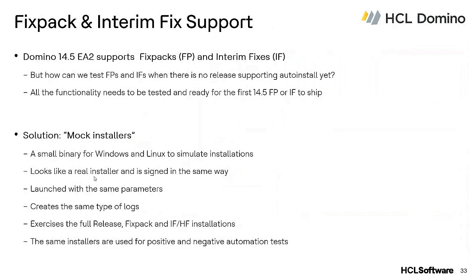Okay, one next part that we also introduced in Early Access 2, it wasn't available in Early Access 1, is the installation of fix packs and interim fixes. So Dick has shown in the screenshots already that we have support for fix packs and interim fixes, and I will show you around when I do the demos how this looks and feels. But how do you install and test something that is not even available? We don't have a release that supports fix packs and interim fixes of a 14.5, right? So how can we test this?